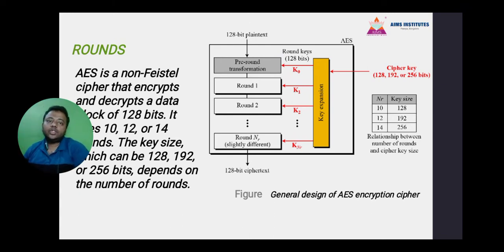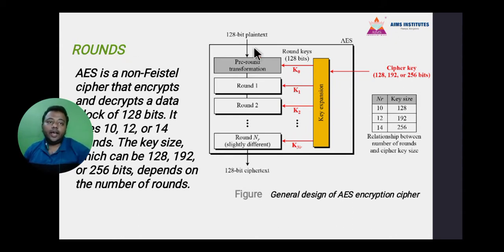So when AES was made, it was made for 10, 12, and 14 rounds, respective of 128, 192, and 256 bits of data. That depends. If I have 128 bits of data, I will go for 10 rounds; for 192 bits of data, 12 rounds; and for 256 bits of data, 14 rounds. So AES is a non-physical cipher that encrypts and decrypts data blocks of 128 bits. The number of rounds depends upon the chunk of data that I have.